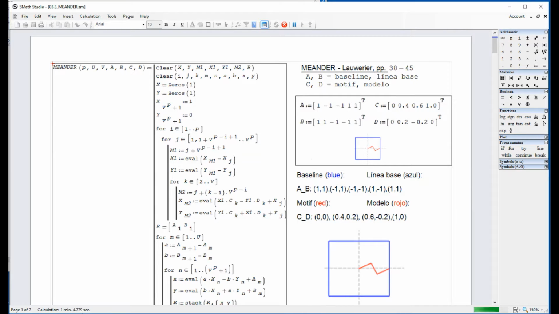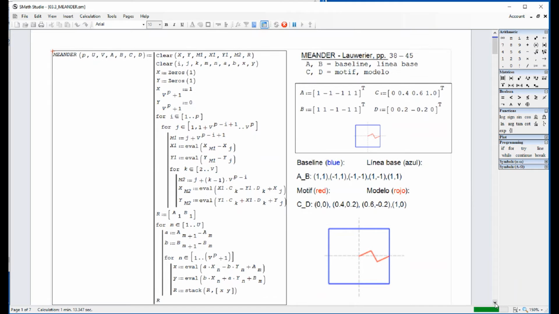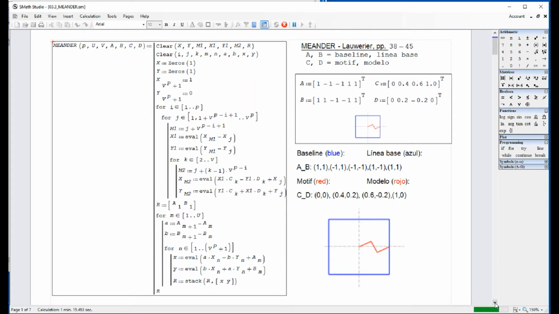It is currently calculating because I have a lot of examples in there, so it should be done soon. Anyway, this is the program that produces the meandering curves. This program is available in pages 38 to 45 because there are many examples, so it takes a few pages to present them. We use what is called a baseline.